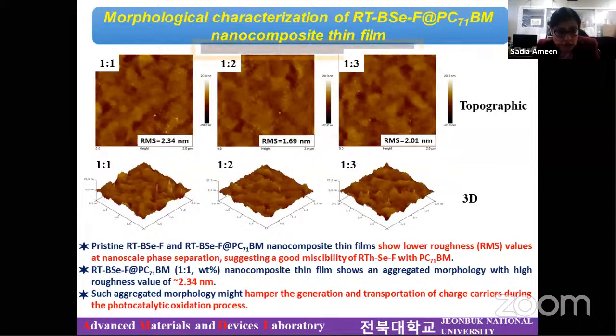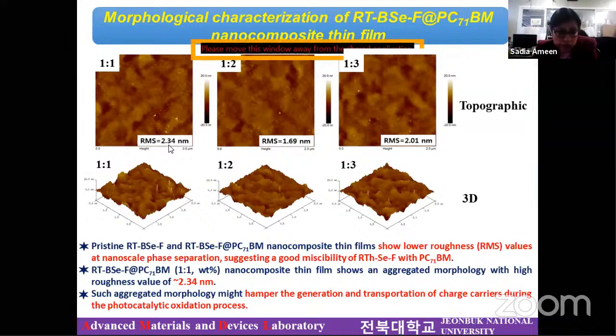Here I am showing the AFM result, that is atomic force microscopy results. What we have observed, when we have taken the nanocomposite films in a specific ratio of 1:2 weight percentage, is that the root mean square value is a little lesser as compared to the other nanocomposite thin films. We assume that because of this lower roughness, it provides a smooth surface of the thin film morphology. Whereas if you have a look at the composition of the 1:1 ratio nanocomposite thin film, the roughness is a little higher, that is 2.34 nanometer.